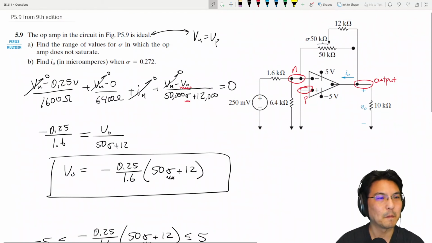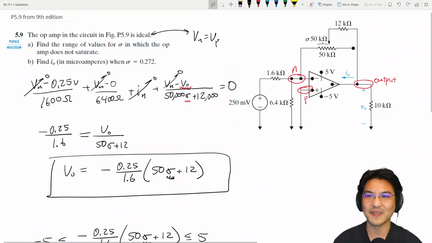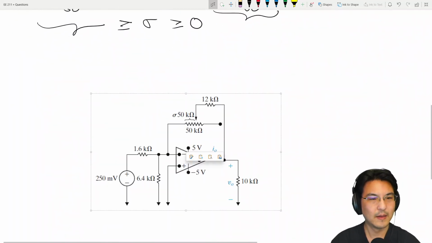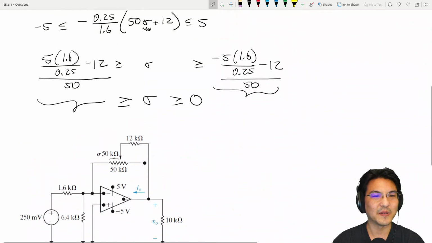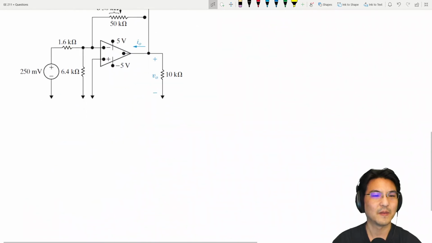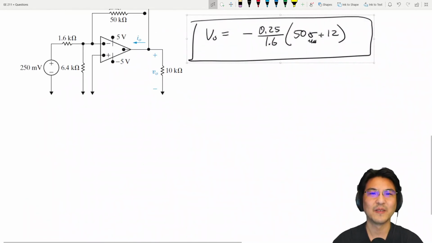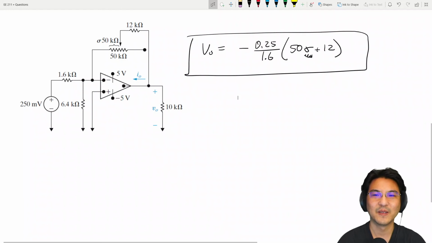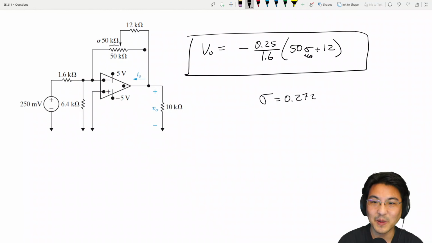Okay, part B. Given sigma is 0.272, what is this current right here? Let me just copy this picture again. If we already know the value sigma is 0.272, then you just plug that value in right there.